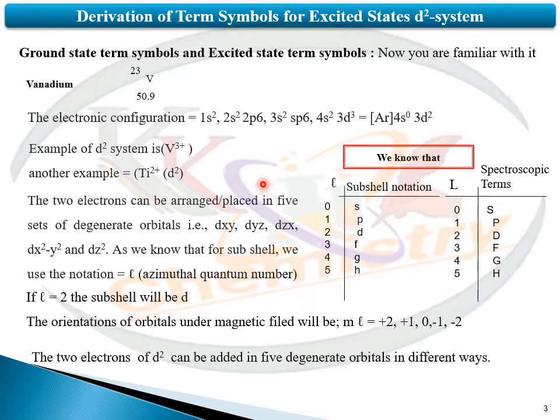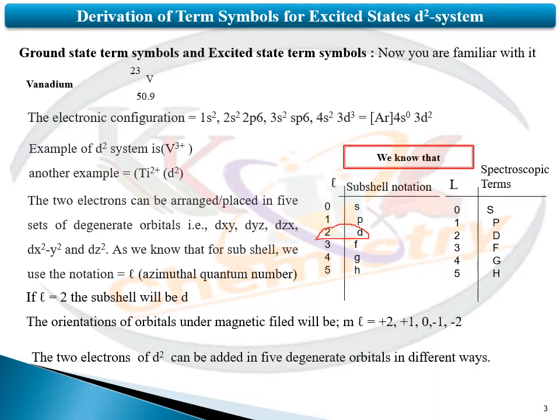You know that the orbital is represented by the azimuthal quantum number. If L is equal to 0, the subshell will be s, and in the same way the term will be capital S. The d orbitals are present in the d subshell, that is dxy, dyz, dxz, dx square minus y square and dz square. For d, L is equal to 2, so the subshell will be d, and the term will be capital D.